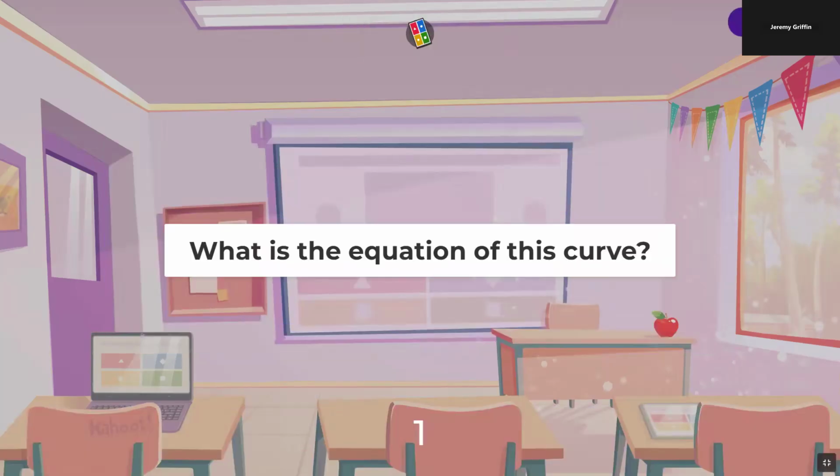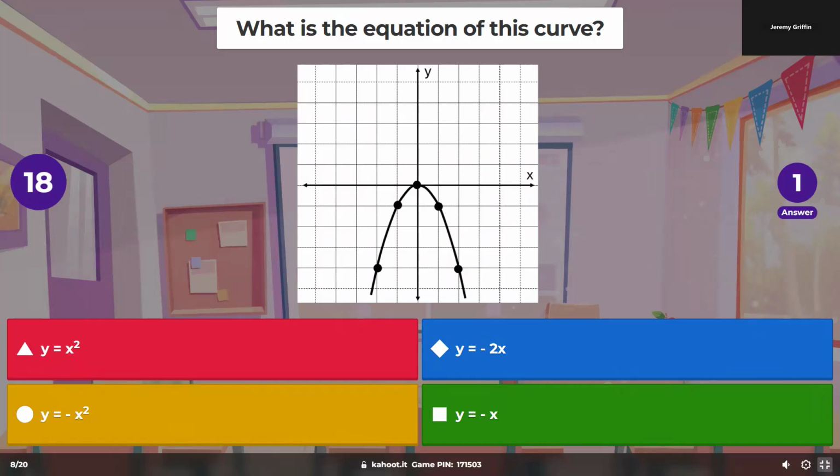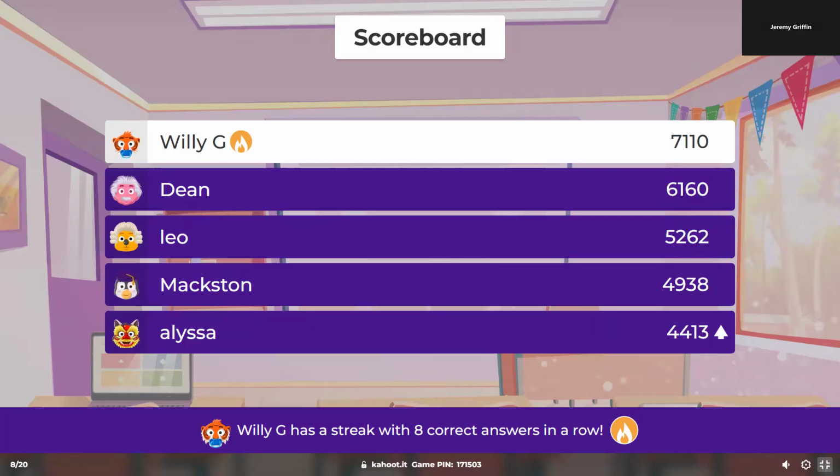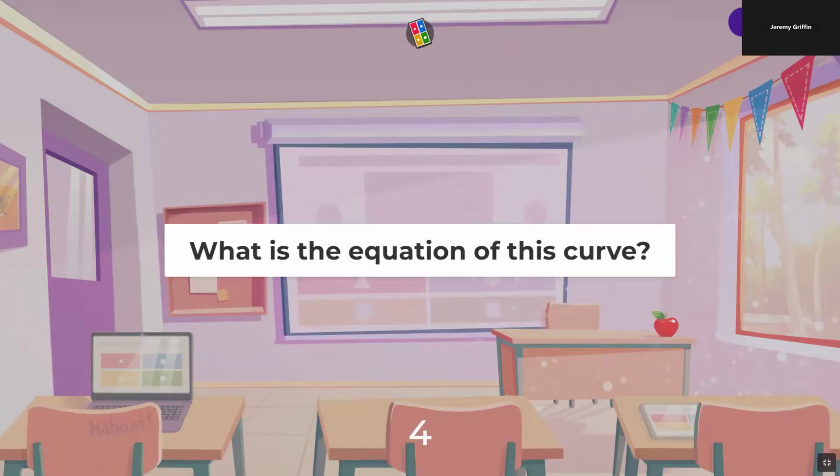Equation of this curve. What's upside down? Oh yeah, just tag on a negative, flips it upside down. Flips all the y values upside down. All right, we're winning.